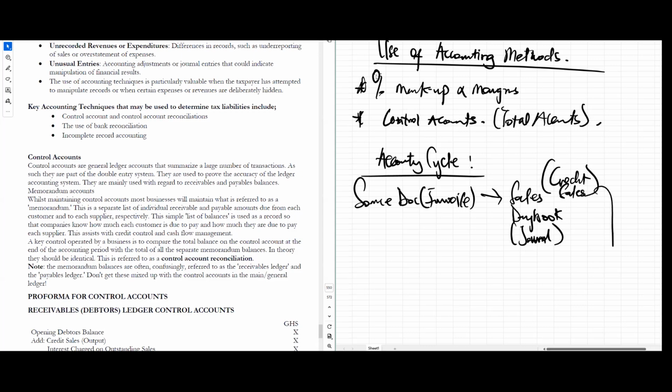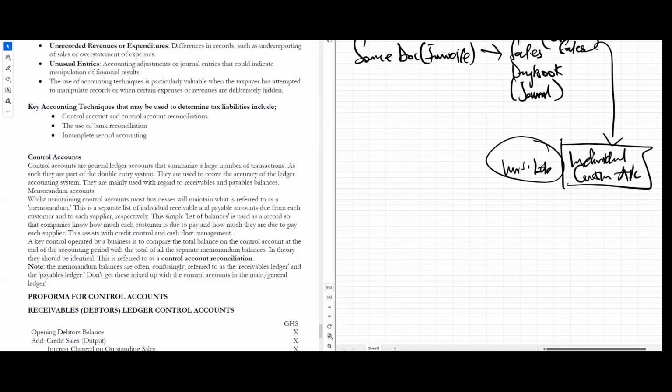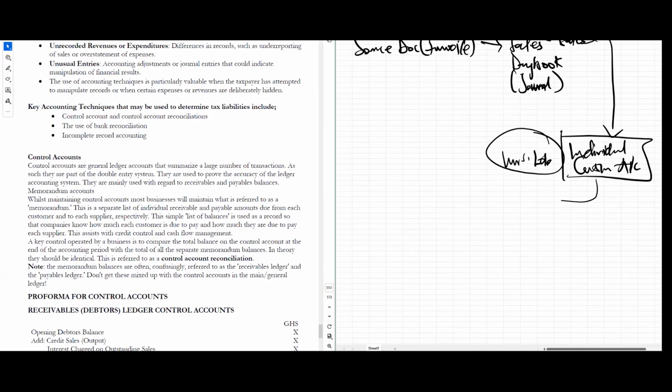Now, these credit sales will go into the individual customer account. This individual customer account is Mrs. Lulu, for instance. If Mr. Charles also buys on credit, it will go to Mr. Charles' account. But these individual customer accounts are not the total receivables account. At the end of the day, we are supposed to reconcile all this with the total receivables or total debtors account, and the total debtors account is what we call the control account. Does it make sense?